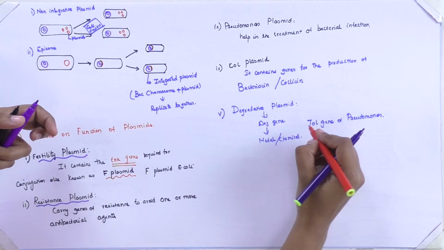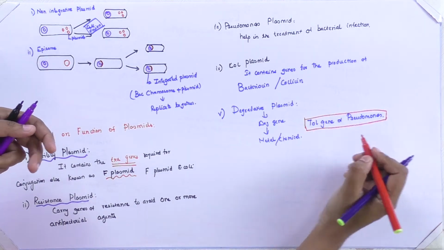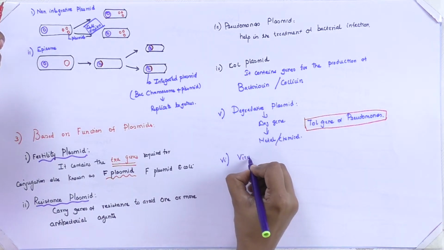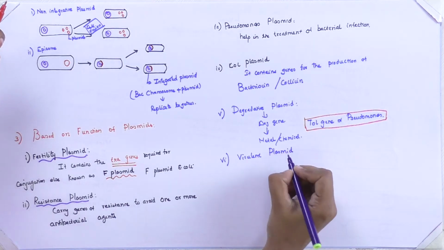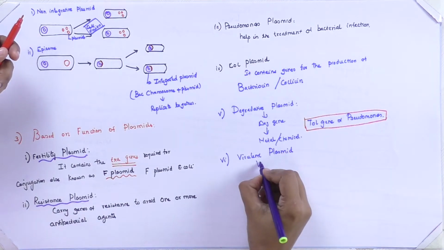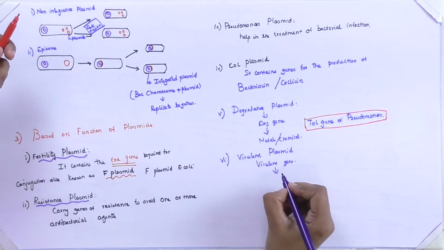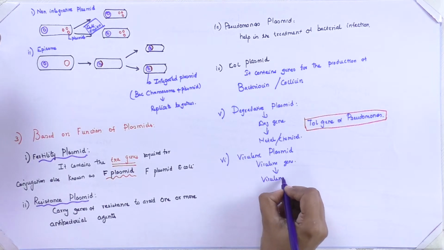So this is the best example for degrading enzymes: degrading bacteria acting against Pseudomonas. Next comes the virulent plasmid. As the name indicates, it contains a virulence gene in the plasmid, which makes that bacteria itself virulent. So you call it a virulent pathogen.